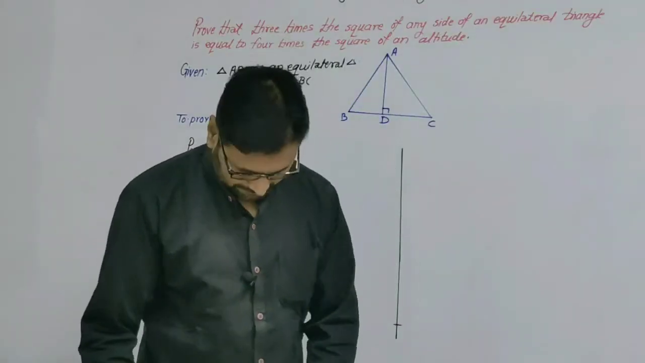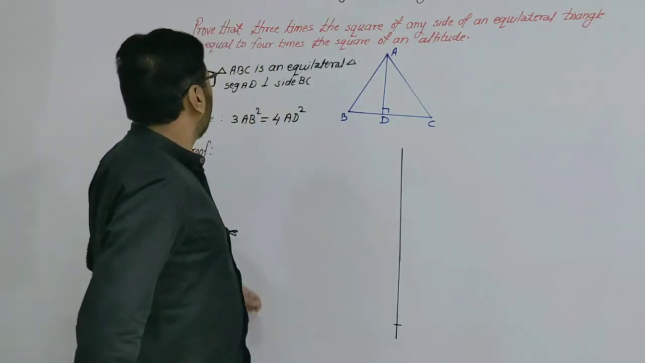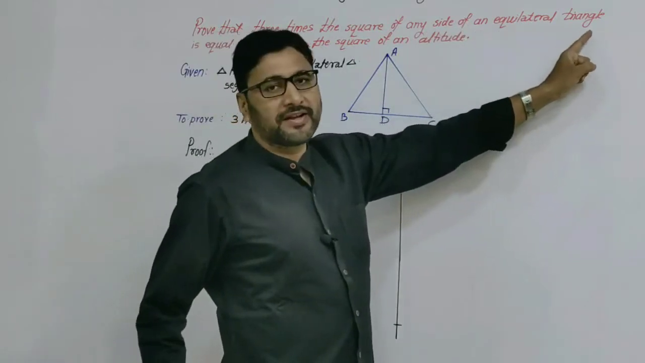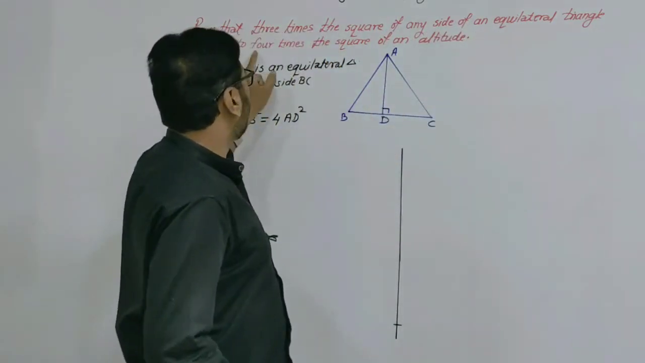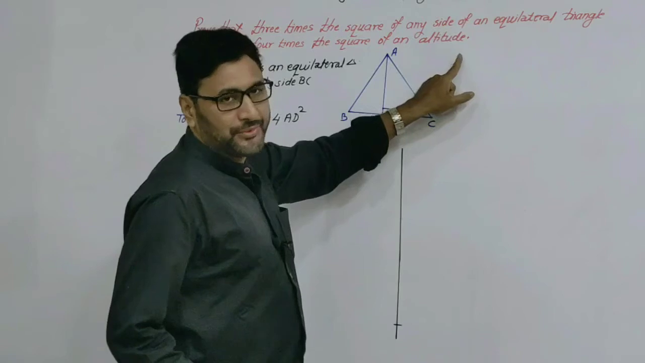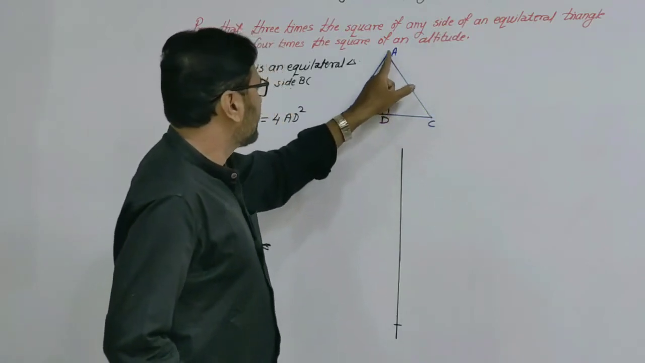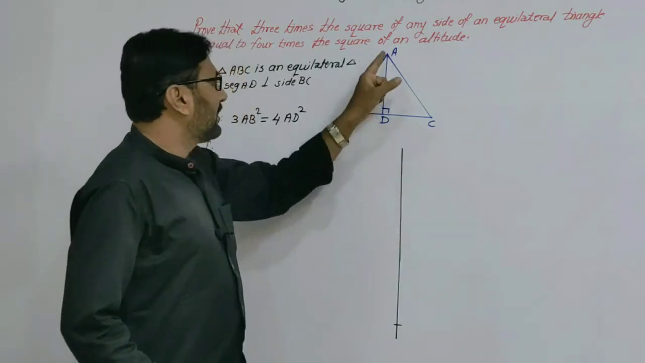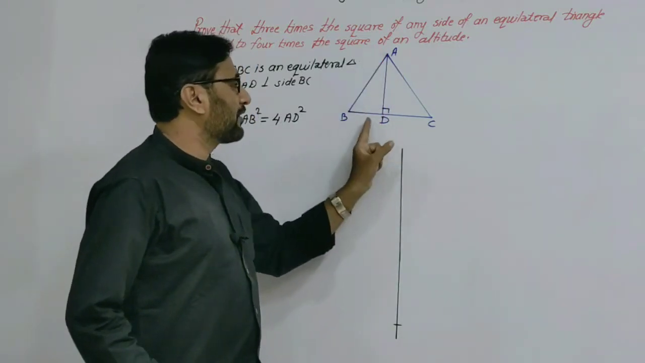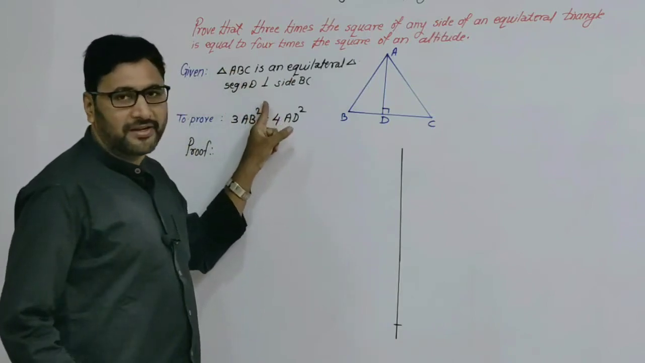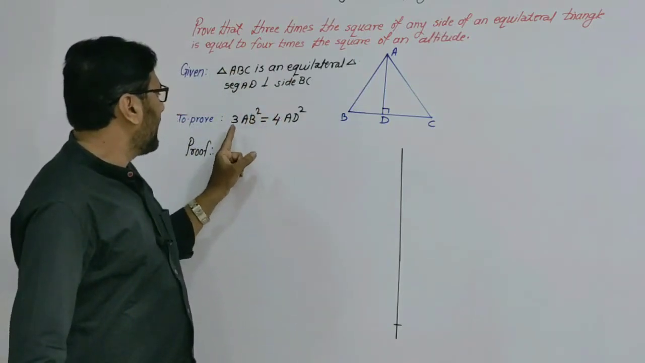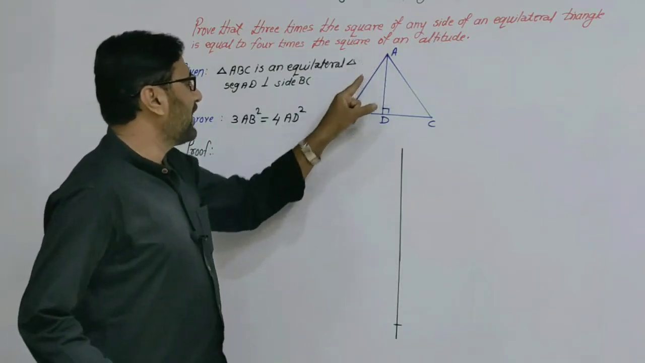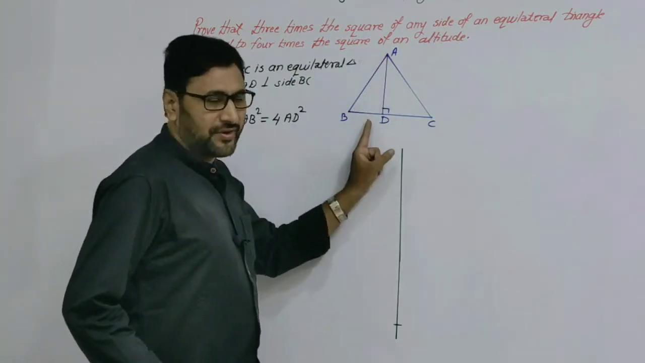Next sum, we have to prove 3 times the square of any side of an equilateral triangle is equal to 4 times the square of an altitude. Students, consider the triangle ABC, which is an equilateral triangle. In this equilateral triangle, AD is perpendicular to BC. This is the given part, and we have to prove 3AB square is equal to 4AD square.